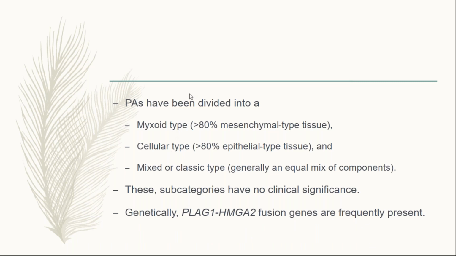Pleomorphic adenomas can be divided into three types based upon the predominance of the elements, that is, either mesenchymal or epithelial component. If the mesenchymal component is greater than 80%, it is called myxoid type, and if the epithelial component is more than 80%, it is called cellular type. If they are equal, it is called mixed or classic type. But these histological types don't have any clinical significance.